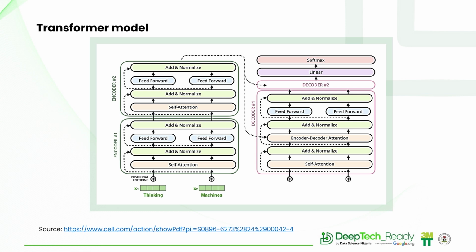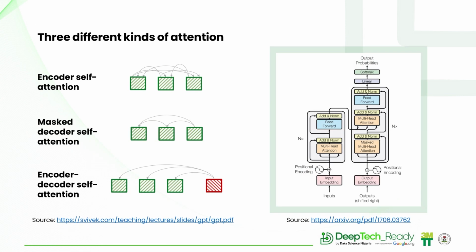The key feature of the transformer architecture is the attention mechanism. There are three main types of attention mechanisms used in transformer models, each serving a different purpose in processing input data. We have the encoder self-attention. In this mechanism, each token in the input sequence pays attention to all other tokens in the sequence. The purpose is to understand the relationship between words in the context of the entire sequence. It helps the model to build a more complete representation of the input data.